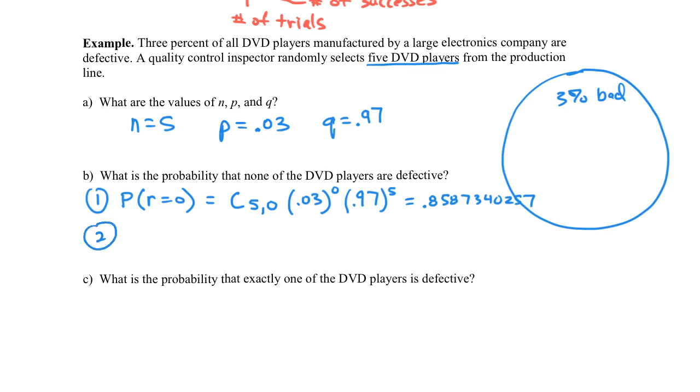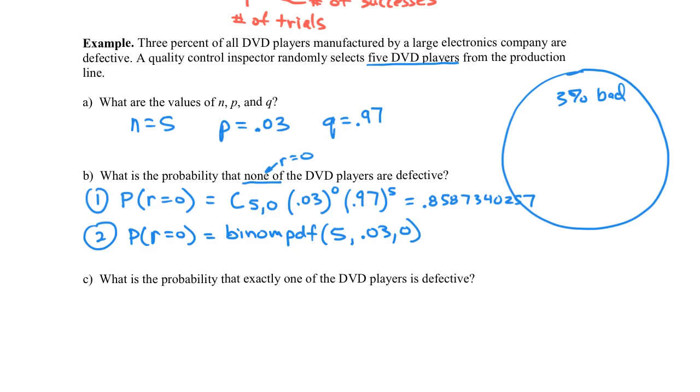Okay, that's probably not the way you'll do it. This is most likely the way that you'll do it. The probability that R equals 0 equals, and what we'll do is use binomial PDF. We put N, P, R: N, which is 5, P, 0.03, R, which is 0. R is the number of successes. We're saying none of the players are defective. That means R equals 0. The number of successes is 0.